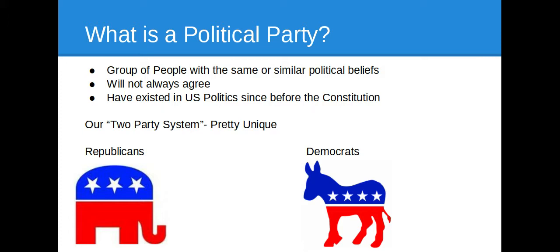Political parties, in a way, have always existed in the United States. They have changed over time. We have had different names of political parties. We have had them switch from being more liberal to more conservative. It's even changed what it means to be more liberal and what it means to be more conservative throughout history.